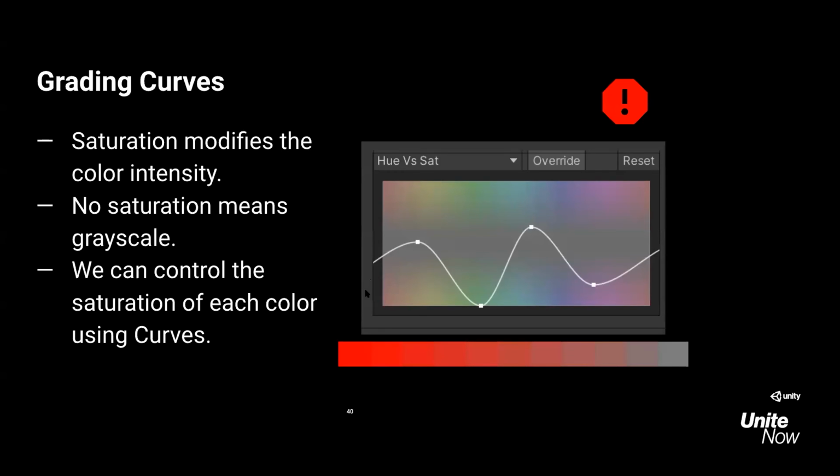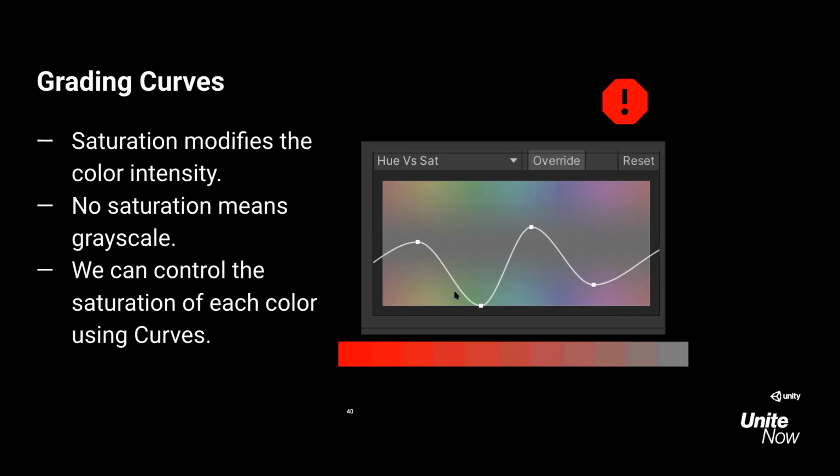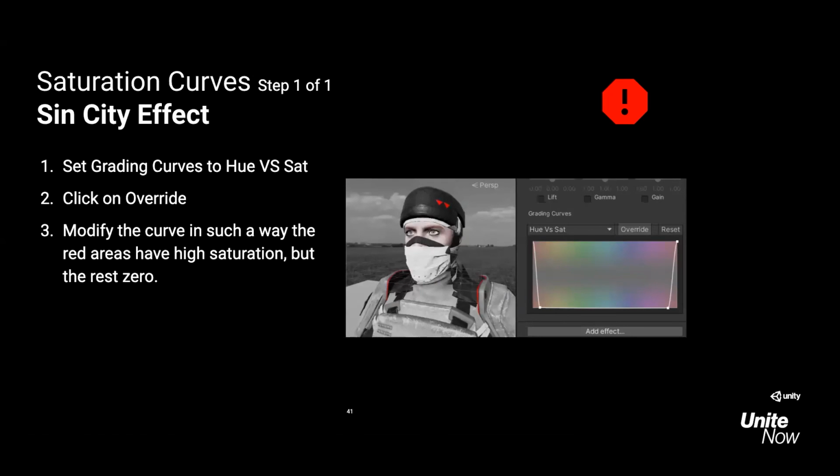What does that mean? The colors that have no saturation will tend to be grayscale. In this case, you can see how a red is converted to grayscale when saturation is lower. So the lower the saturation, the more grayscale that color will look. We can apply the same value of saturation to the whole scene to make every color grayscale. Or we can just create curves that say, okay, this color has saturation, this one doesn't, this will have too much saturation, this won't have saturation. And this is what we actually need to achieve the Sin City effect, to make every color except reds have zero saturation and reds higher saturation.